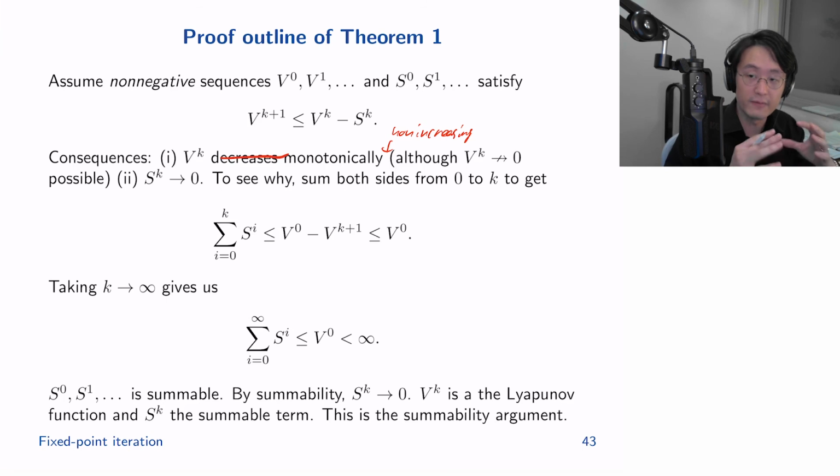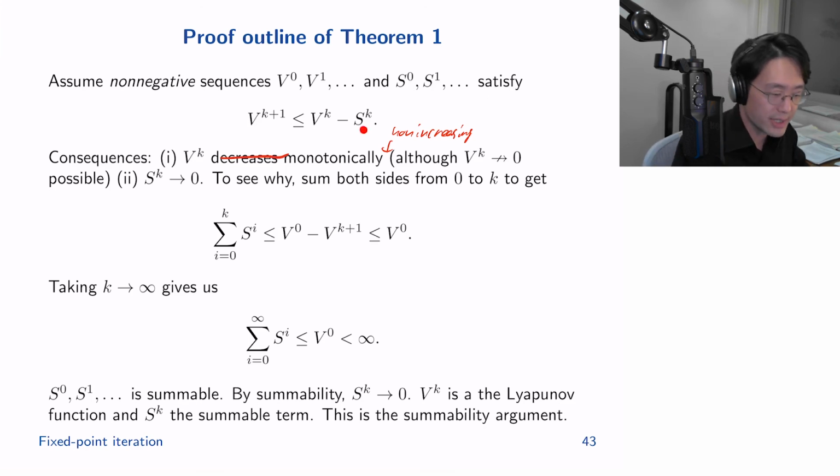It is possible that the v_k sequence decreases to a positive value, and that actually does happen quite often. So that's not a pathological situation, that's actually just the usual situation. We have no expectation that v_k will converge to 0. However, what does converge to 0 is s_k. This s_k sequence converges to 0.